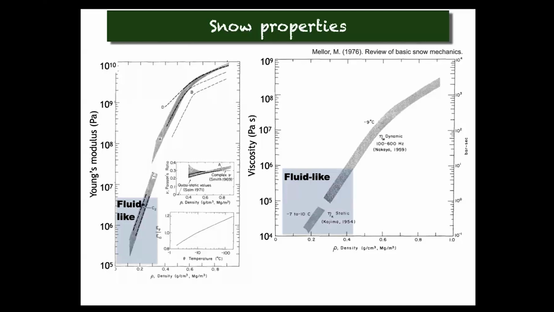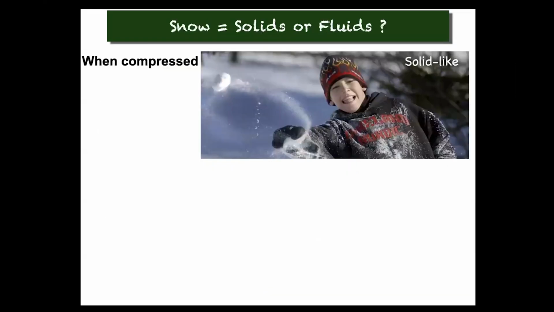So when density is very low, it behaves like a fluid, a more viscous fluid with almost less modulus. And if you have a more dense snow, then it behaves like a solid. So you can change the behavior from fluid-like to solid-like. You might have experienced this kind of behavior.